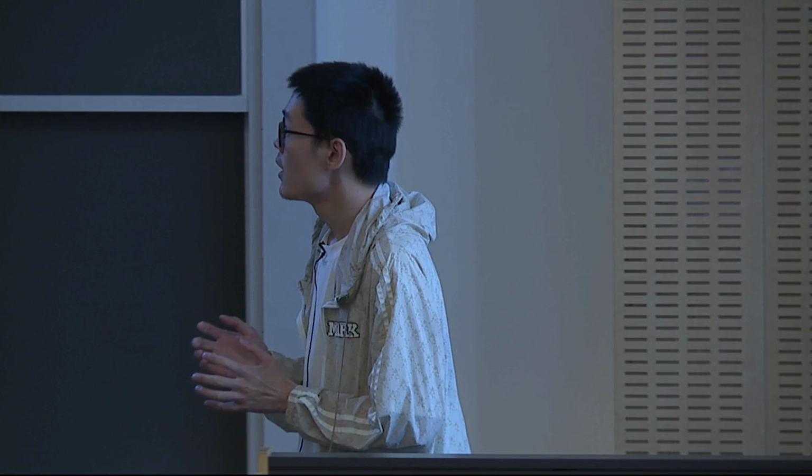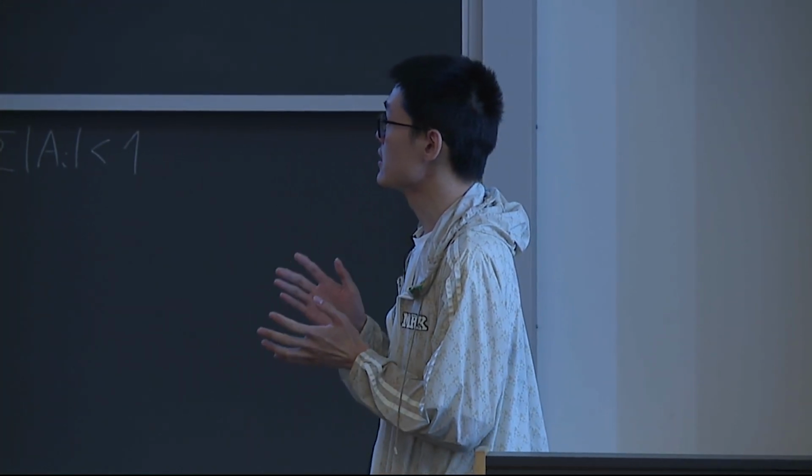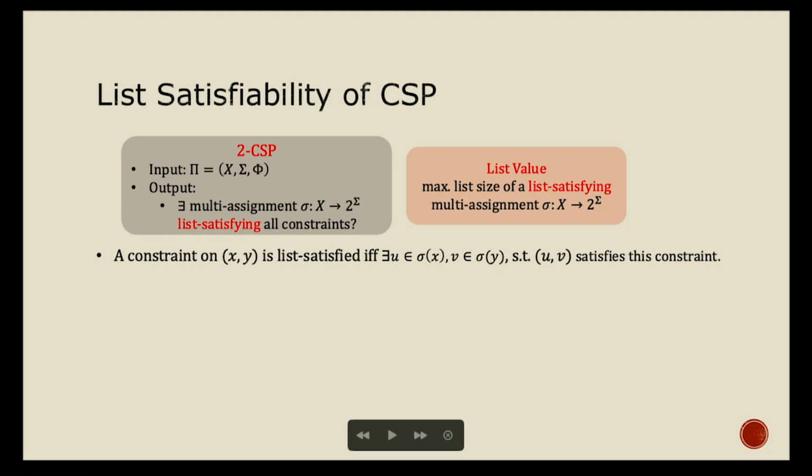Okay, next, let me define baby PIH and average baby PIH. So we first discuss the list satisfiability of CSP. Now, instead of assigning 1 value to each variable, we are allowed to assign a list of values to each variable. And now, a constraint on 2 variables x and y is said to be satisfied if and only if there's a pair of values u and v, where u comes from x's list and v comes from y's list, such that (u, v) satisfies this constraint.